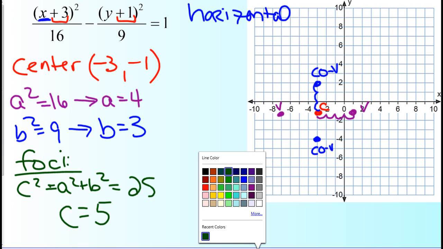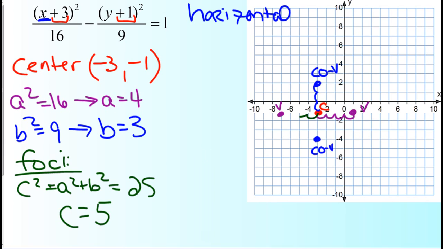So I did count left, right. I now have to count left and right 5. So I'm going to count left first. 1, 2, 3, 4, 5. There is my focus. Notice it is on the outside of the vertex. So then I count to the right, and there's my focus. I have everything on the graph that I could possibly need right now.